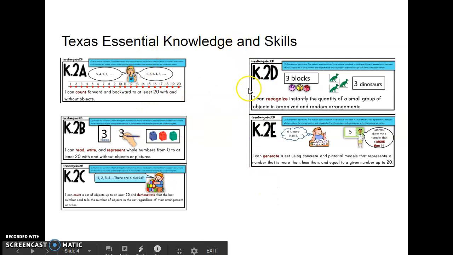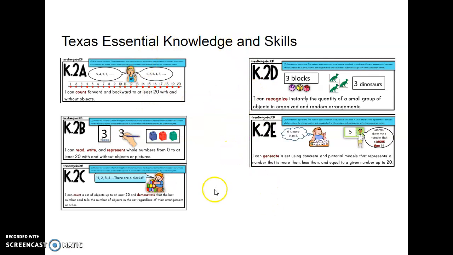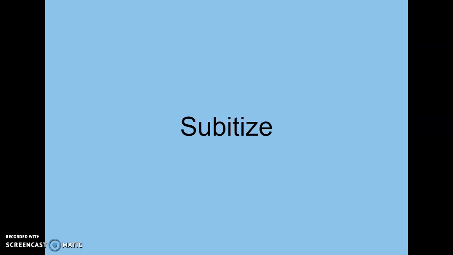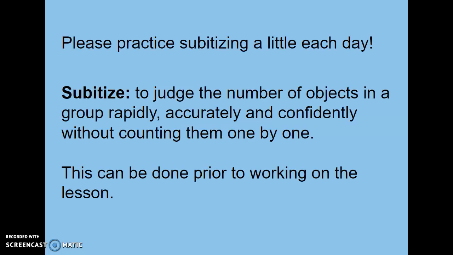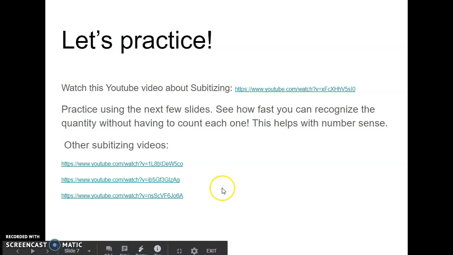These are our TEKS we are working with this week: generating sets of objects and representing, reading, and writing numbers 0 to 20 with and without objects and pictures. So remember to keep subitizing. When you subitize, you judge the number of objects in a group rapidly, accurately, and confidently without counting them one by one. Here are some subitizing videos you can use to practice.